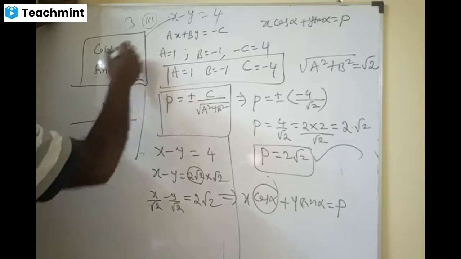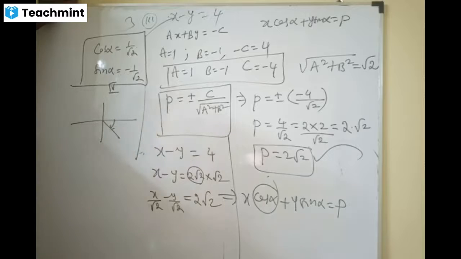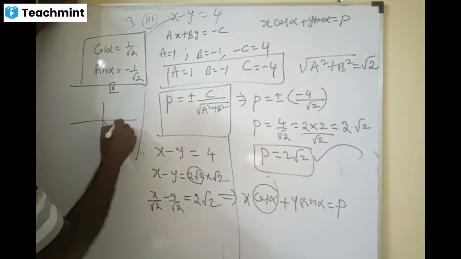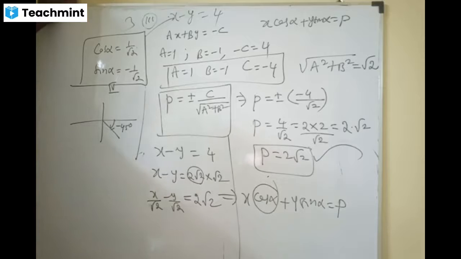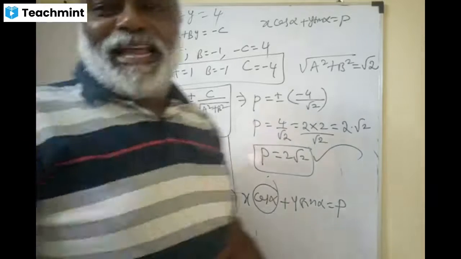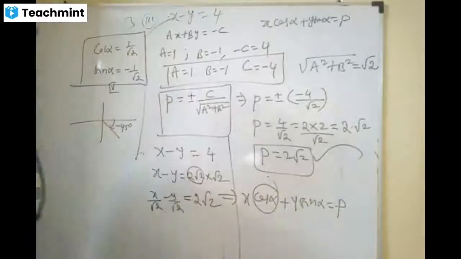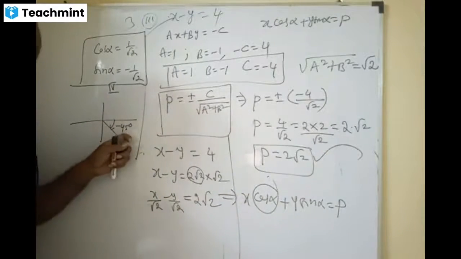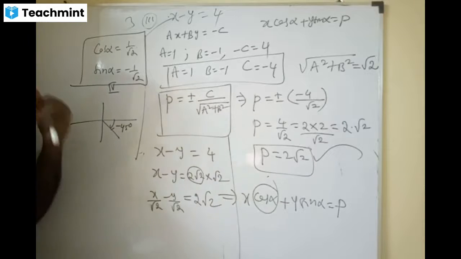With 1 by root 2, alpha or angle is 45, correct? So that is called minus 45 degrees. In the fourth quadrant, you can't say a bigger angle, okay? 315 or minus 45. Is it okay? Yes, sir.